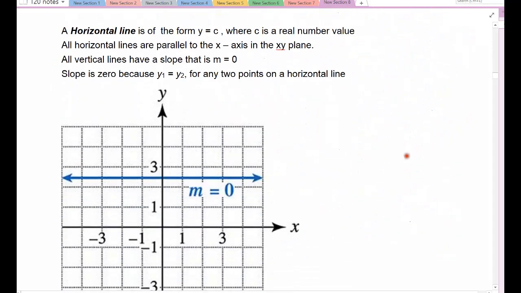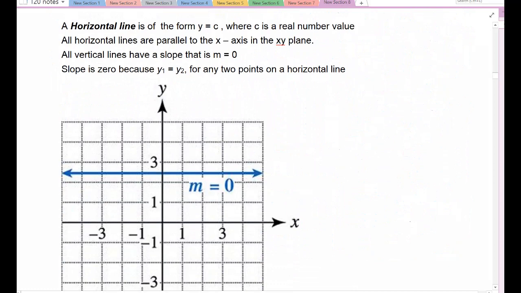The second special one is the horizontal line. This is also a very special line. It actually is a very special type of function, so this one is a function. Horizontal lines are always of the form y equals some real number value. So if you ever have a line and all it is equal to is a number, it's a horizontal line. Horizontal lines are parallel to the x-axis. Actually, the x-axis is a very special line, y equals 0. It's a very special horizontal line, y equals 0. The slope of all horizontal lines is 0. They're flat lines.